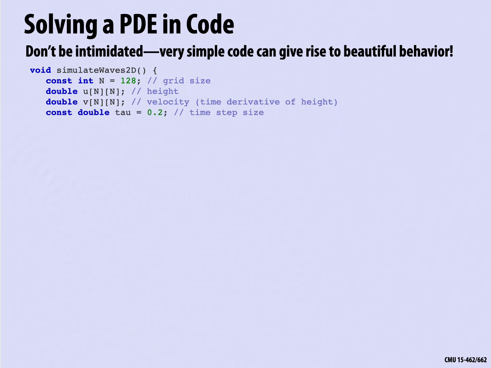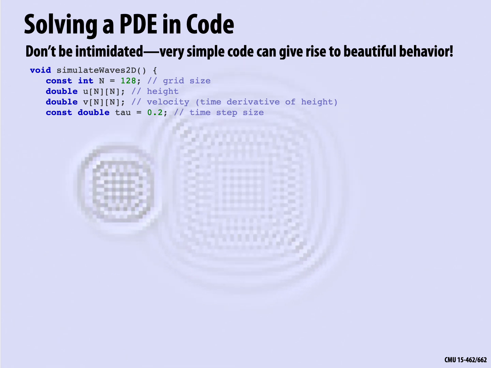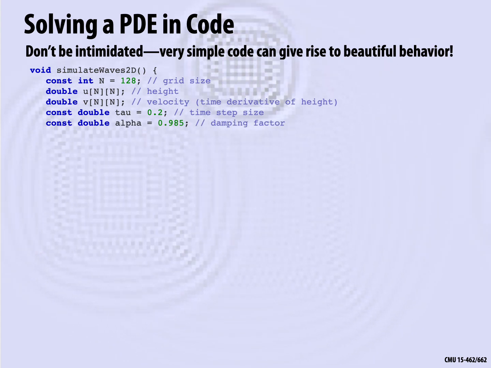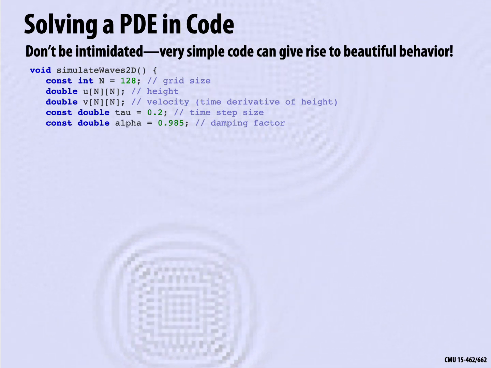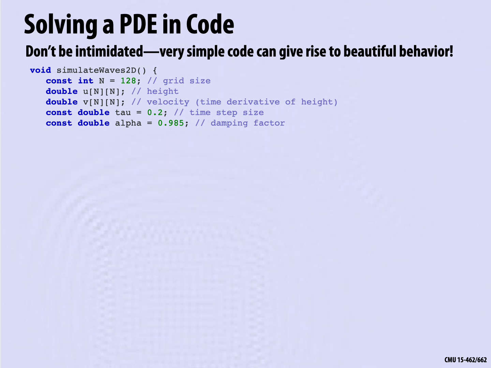We're also going to pick a step size tau that says how quickly we want to march this equation forward in time. And just for fun, I've added this little damping factor, alpha, that's going to cause these waves to dissipate over time. Right? This is what happens with real waves. They eventually fade out. Okay?